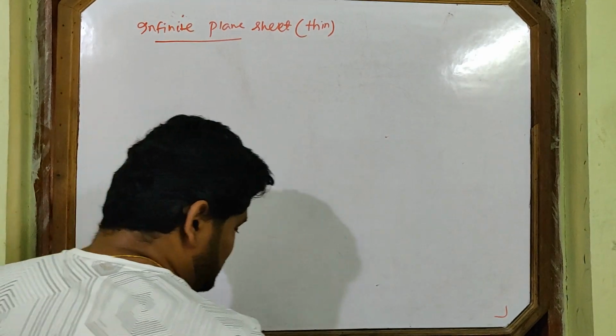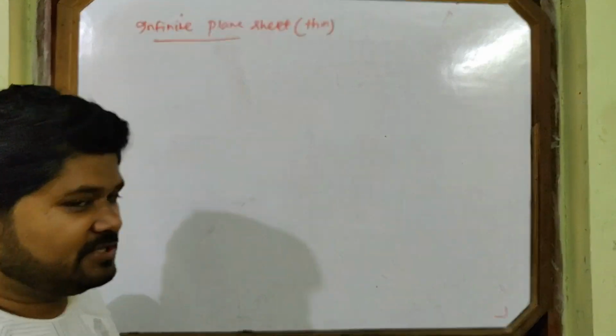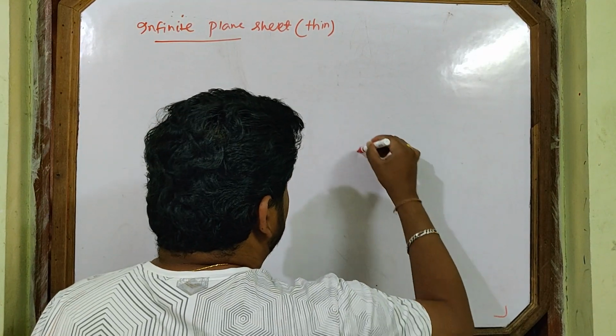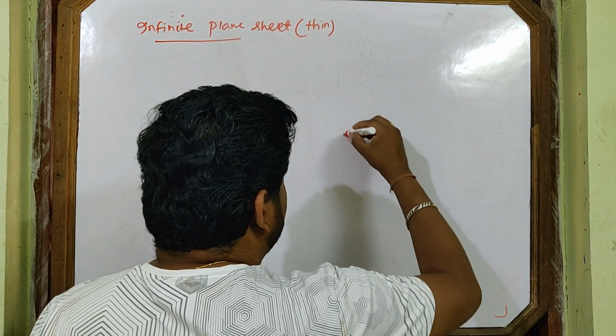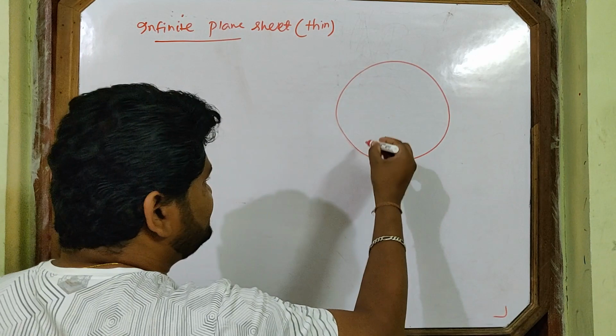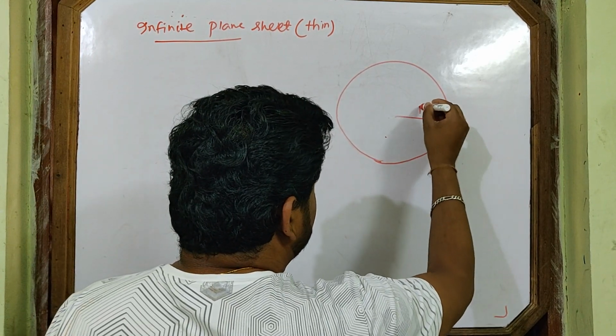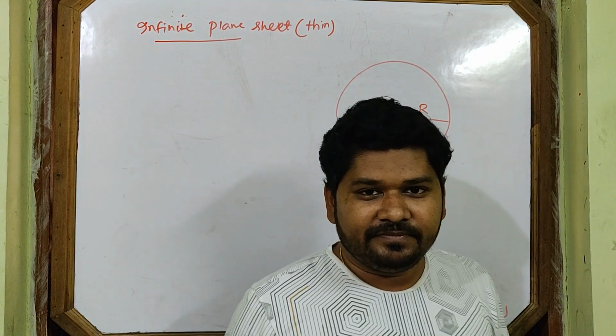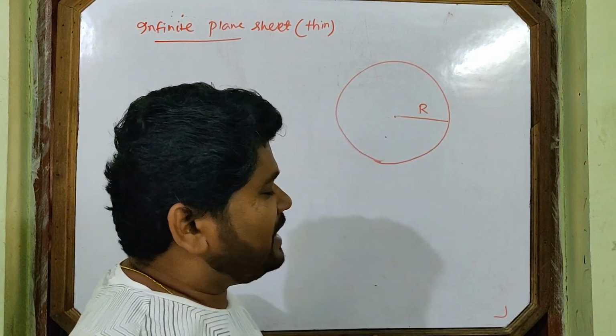Now we will come to the third application. What is the third application? A spherical cell. Consider one spherical cell of radius r. Due to this spherical cell, we will find the electric field.